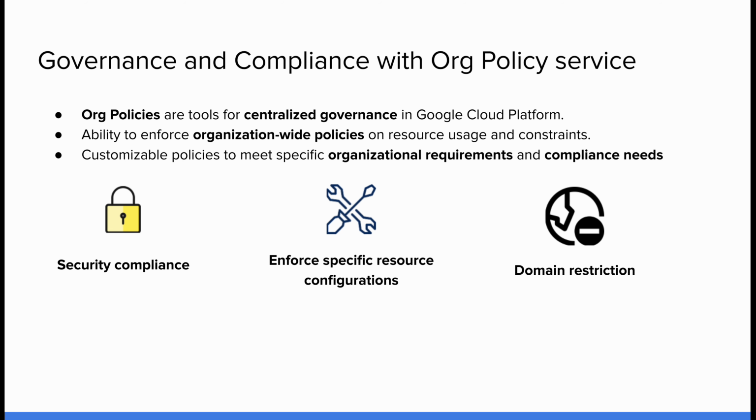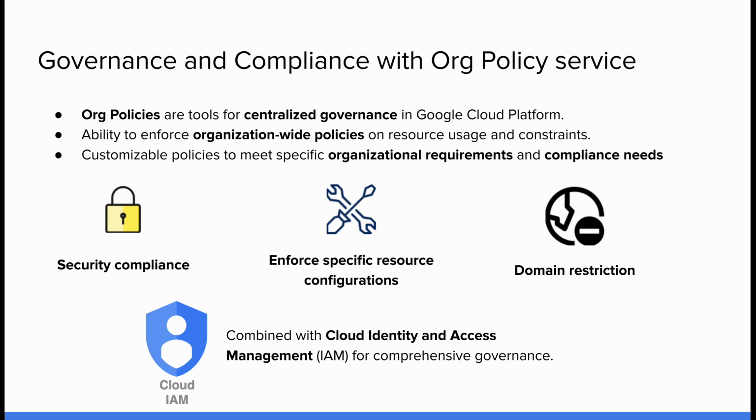So these policies are not just about setting constraints. They also enable a secure and compliant cloud environment. It's about that strategy for security and compliance and following regulations. When combined with Cloud IAM, which has its own dedicated section in this course, org policies help to provide a comprehensive framework for governance. IAM will control who can access resources, while org policies control how those resources can be used. And so this gives you full control over your cloud environment.